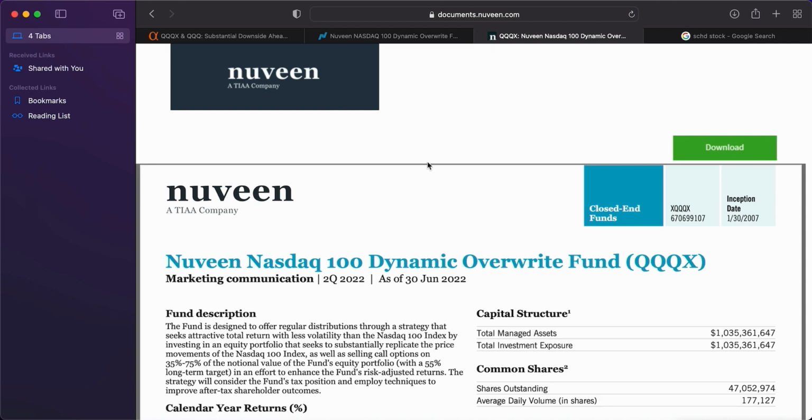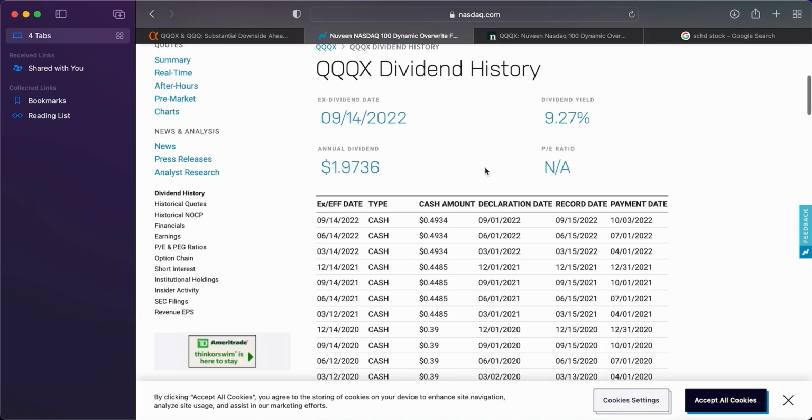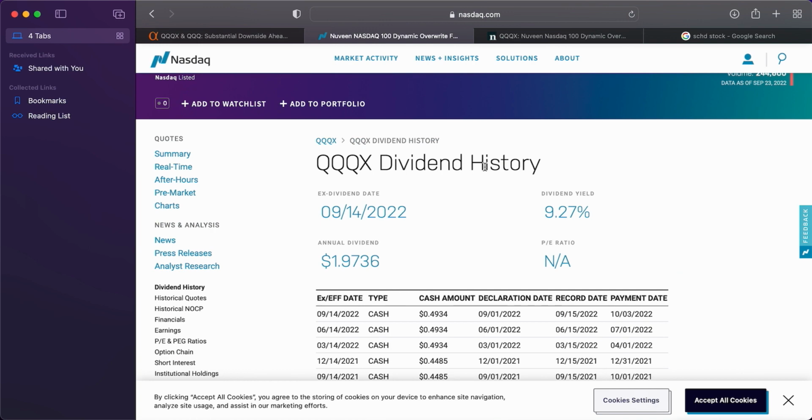But when it comes to the dividends with QQQX, though, you can't deny the fact that a 9.27% yield is very, very, I guess you could say, tempting or attractive, whatever you want to call it. Because for each $100,000 you invest, theoretically, at the current yield, 9.27%, you're going to be getting around $9,000 a year in passive income, which a lot of people would be thrilled to have.